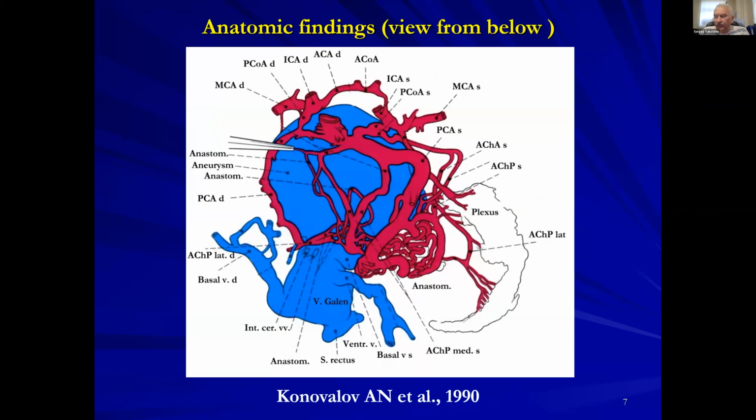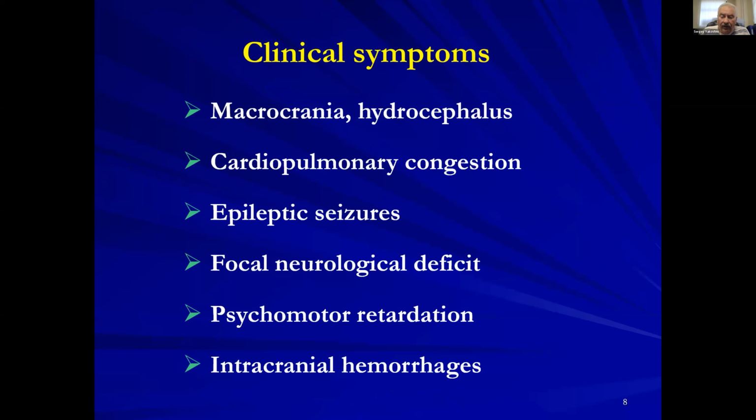The anatomy of this AVM is very complex. You can see the anatomical preparation filled by latex, performed in our center in 1990. The clinical symptoms reveal macrocrania, hydrocephalus, cardiopulmonary congestion, epileptic seizures, focal neurological deficit, and psychomotor retardation. A rare symptom is intracranial hemorrhage.